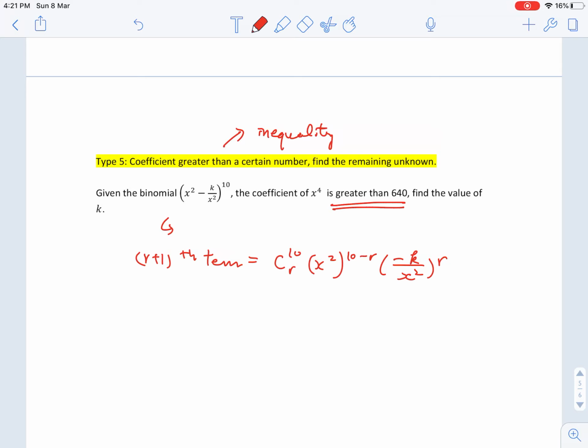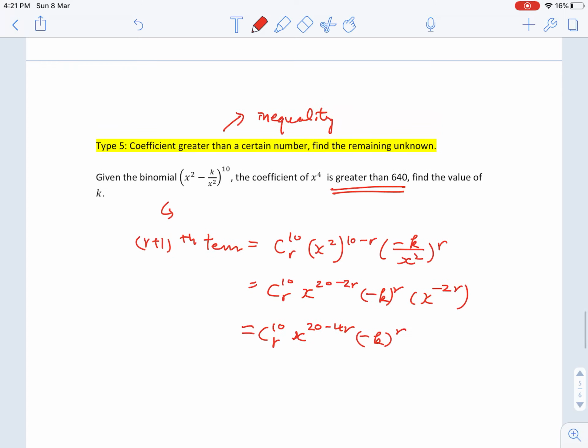Again, first step, you write the general term. You see basically for every single type, except type 1, you find the general term first. Therefore, to simplify this, it's 10 choose r, x to the power of 20 minus 2r, and then negative k to the power of r, and then x to the power of negative 2r, which is 10 choose r, x to the power of 20 minus 4r, negative k to the power of r. Now we're going to find the coefficient of x to the power of 4. That means 20 minus 4r equals 4, so r equals 4.